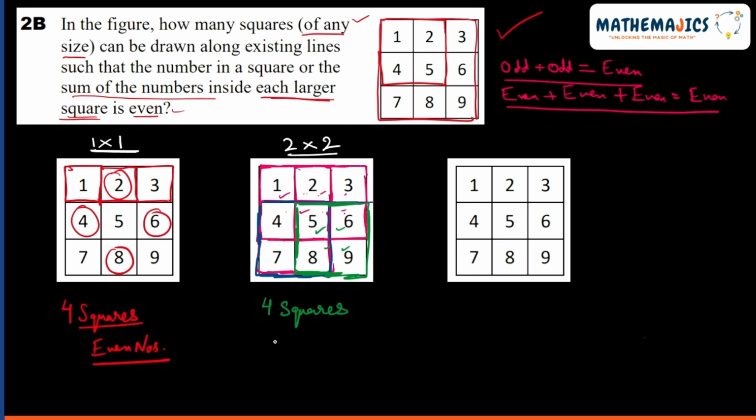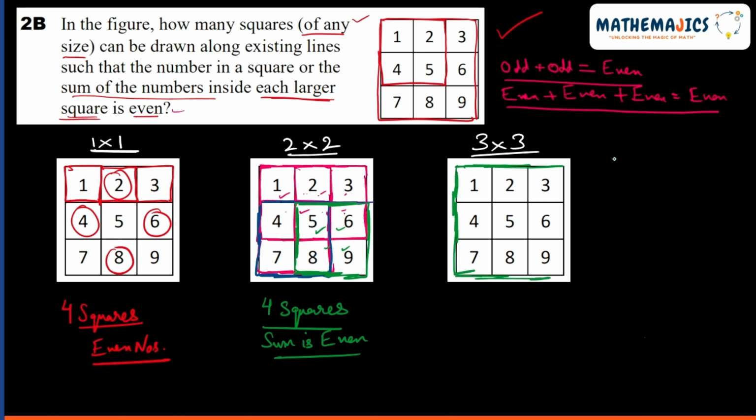Squares in which the sum is even. Yes. So we got 4 squares from these 2 by 2 squares. Now the third type of square is the 3 by 3 square. This is the largest square that we can have. So that means this one, the 3 by 3 square, is the largest one.